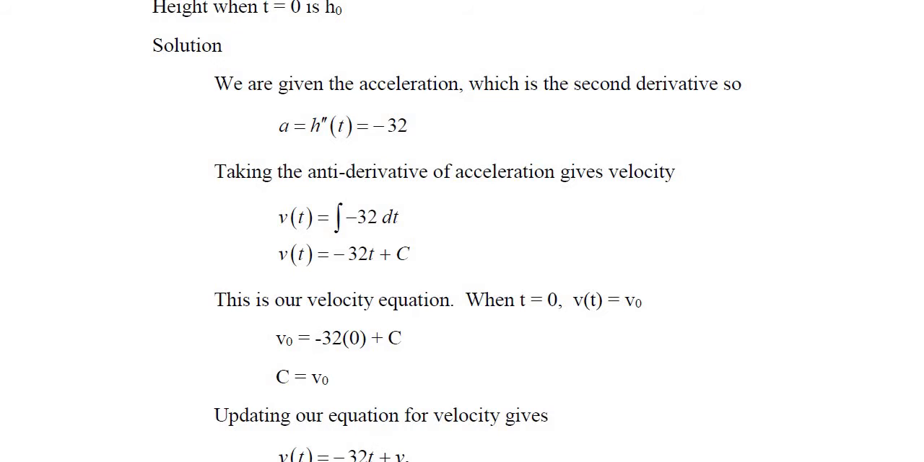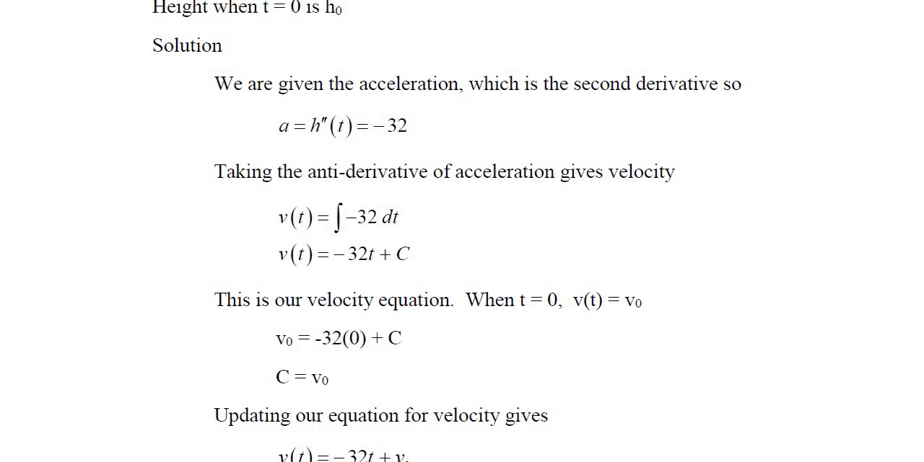Now we are given the acceleration. The acceleration is our second derivative, so that is a negative 32. Taking the antiderivative of acceleration gives us velocity. So v of t is equal to the antiderivative of negative 32 dt, which gives us v of t, our velocity equation, is equal to negative 32t plus some constant.